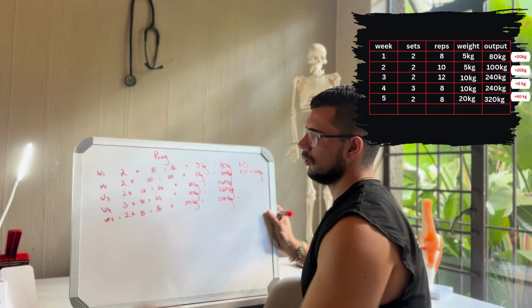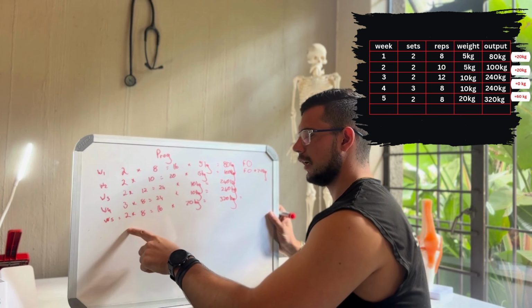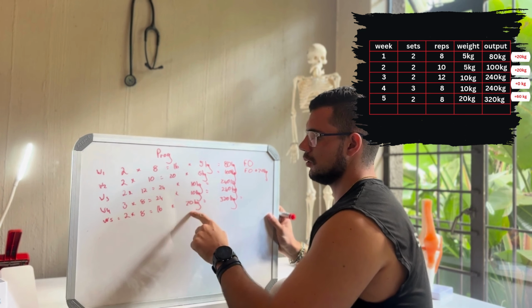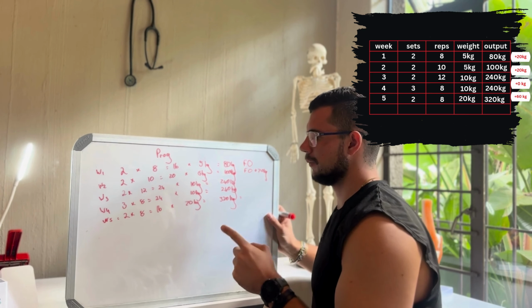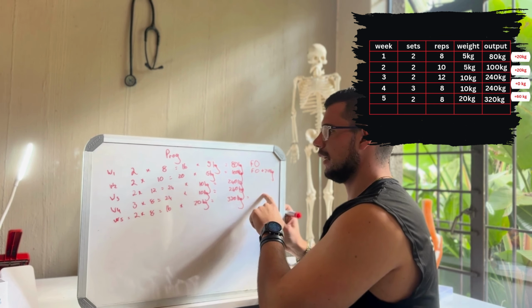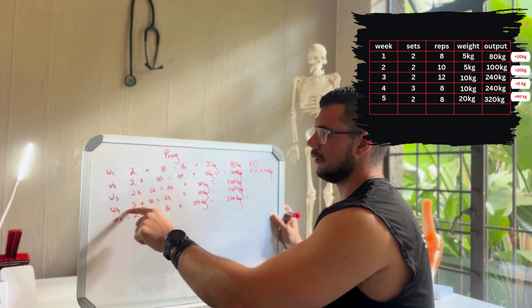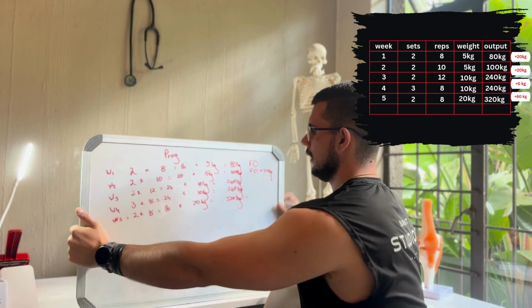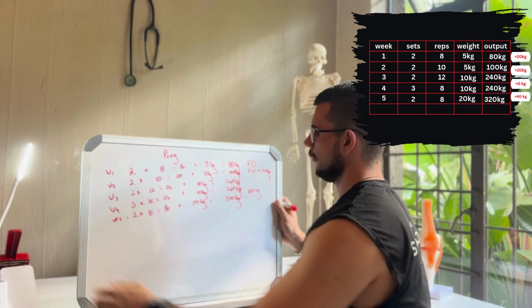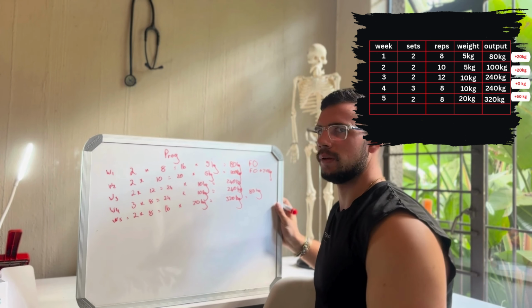If we make it 20 kgs, their force output is going to be 320 kgs. Now, even though your sets and reps for week 5 are less than in week 4, because your weight is significantly higher, the force output in your stimulus is much higher than it would have been in week 4. There's at least an 80% kilogram difference in force output from week 4 to week 5.